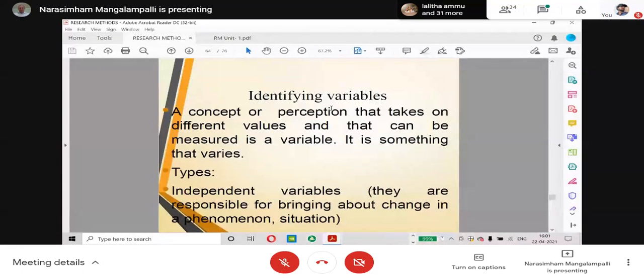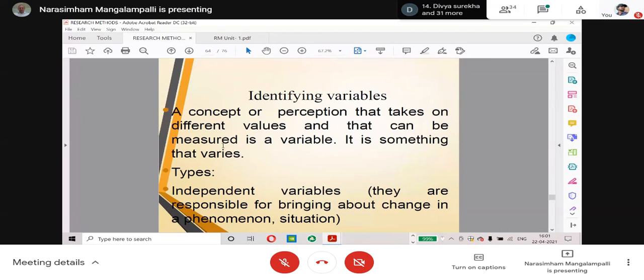So identifying the variables. A concept or perception that takes on different values and that can be measured is a variable. It is something that varies. So what are the types of variables? Independent variables. They are responsible for bringing about a change in a phenomena or a situation.